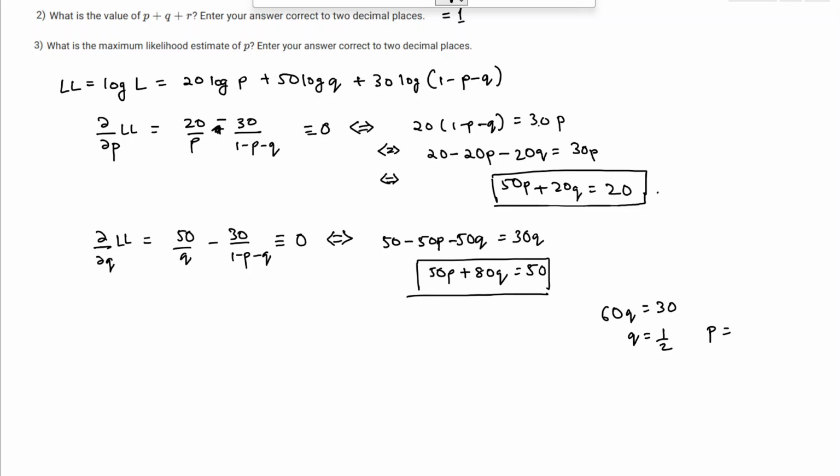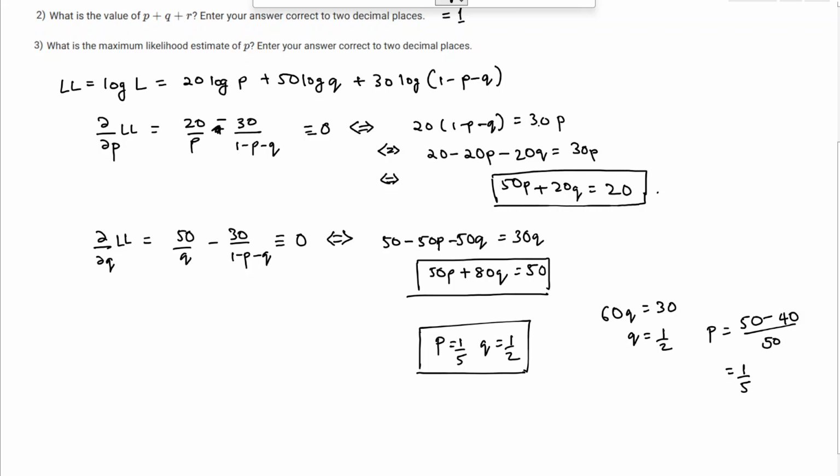So I'll say p is equal to 50 minus 80q, which is 40 divided by 50, right? So that is equal to 10 by 50, which is 1 by 5. So we've got p is equal to 1 by 5 and q is equal to 1 by 2, right? Okay. What do we do now?